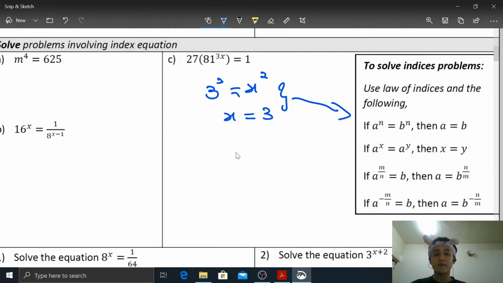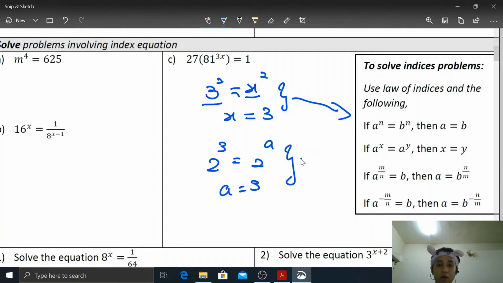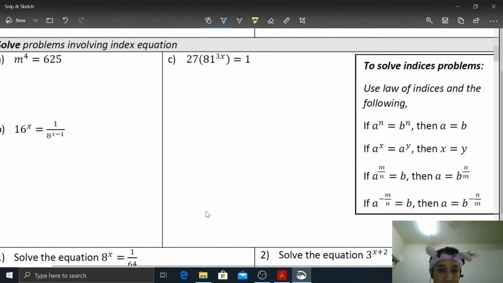Now this one is when you have the same base. The number at the bottom here is what we call the base number. So if I have the same base number, for example, 2 to the power of m equals a, and a is also equivalent to 3. Then for m over n equals b, when I change, I just flip the fraction. The indices, I just flip. So without further ado, let's look at some examples.